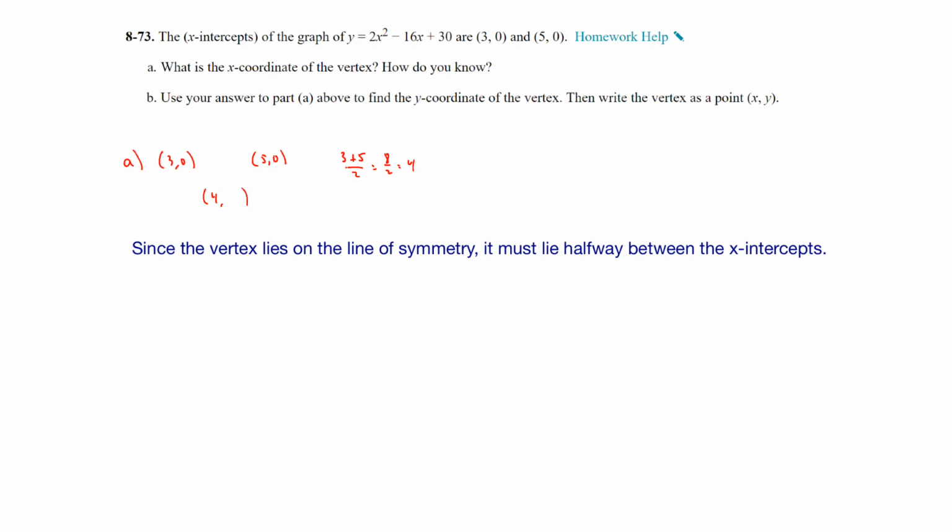between the x-intercepts. And then on part B, it wants us to go ahead and find the y-coordinate of the vertex and write it as a point. So if we know the x value is 4, then to find y, we should be able to plug 4 in for x and solve to find your y value. So this would be 2 times 16 minus 64 plus 30. So 32 minus 64 plus 30 would be y equals negative 2. So the vertex is at (4, -2).